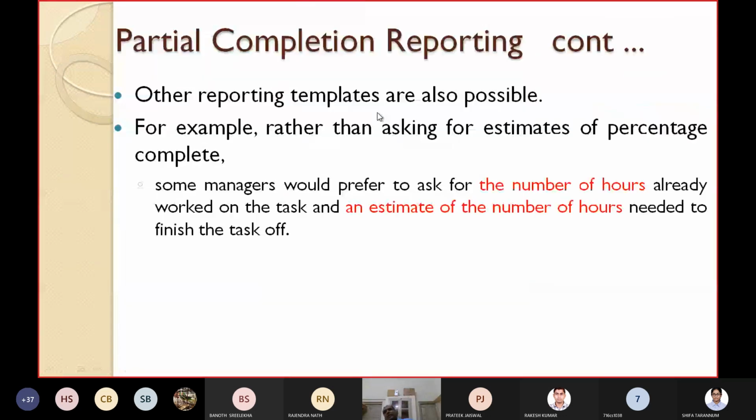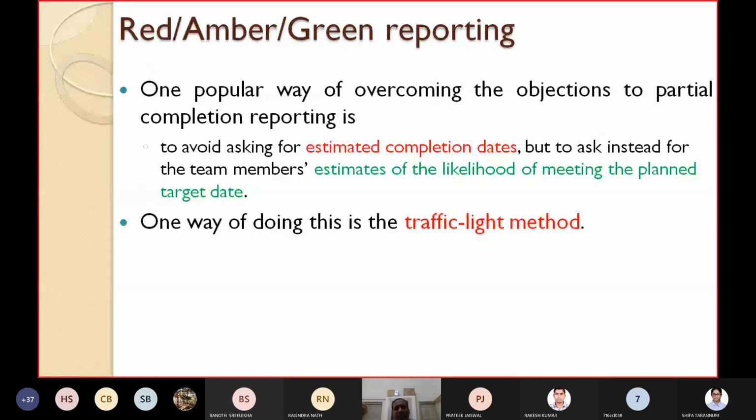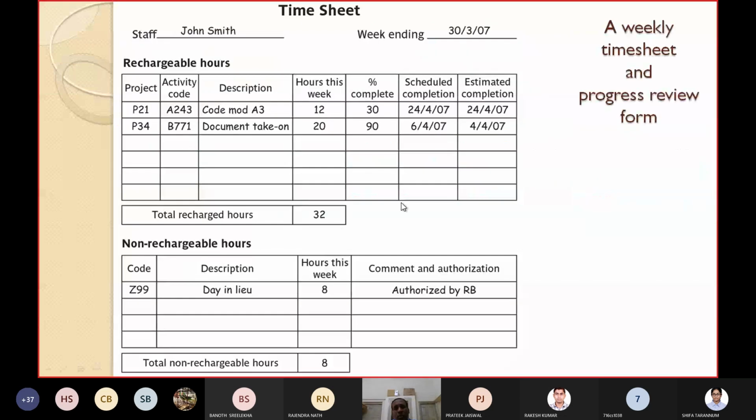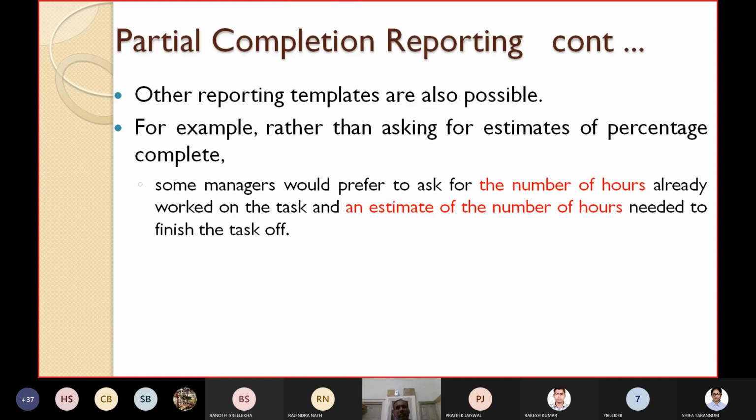There's an interesting method to handle partial reporting, because I am only showing partial reporting. You are saying 30% complete, 90% complete. Then you have to match the target, whether you can finish the job within the schedule or not. How to know this? For that, one important method is there. Let's quickly see it.